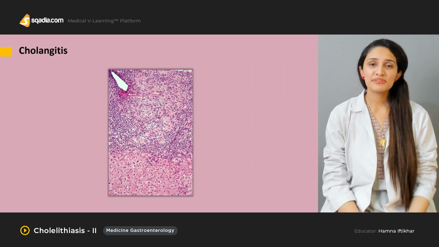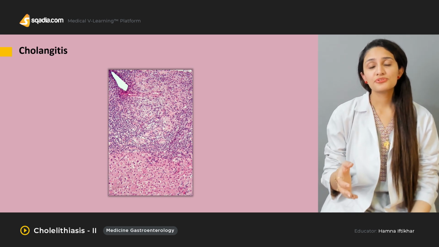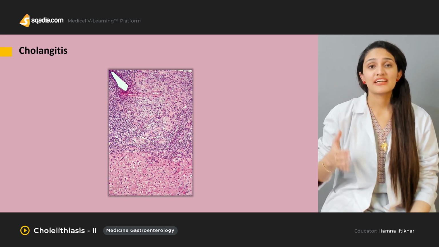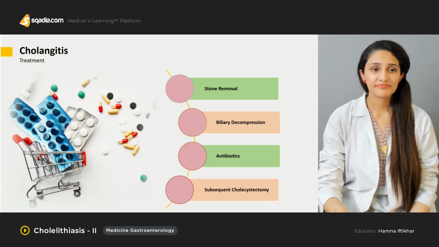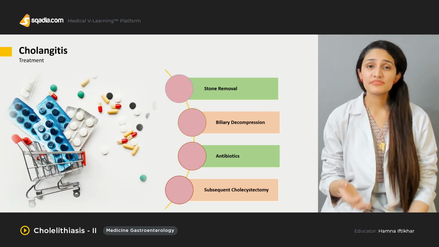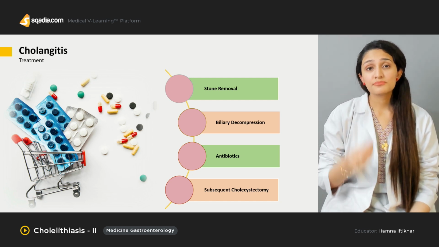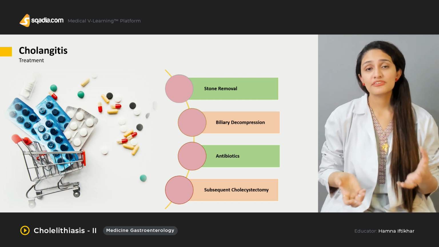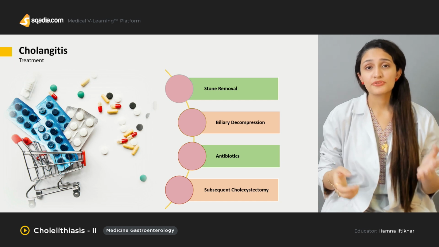Now, next we'll be coming to a disease known as cholangitis, which is very important to rule out, as these patients end up having bacterial infection and sepsis. So it's a very important topic. We'll be seeing the different ways to treat these patients. It could be with the removal of the stone, it could be with antibiotics, and ultimately it could also be with the complete removal of the gallbladder, which is the cholecystectomy.